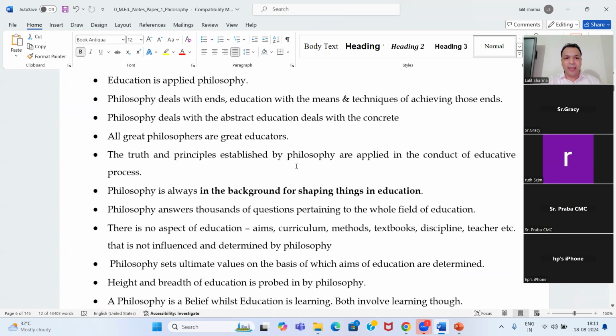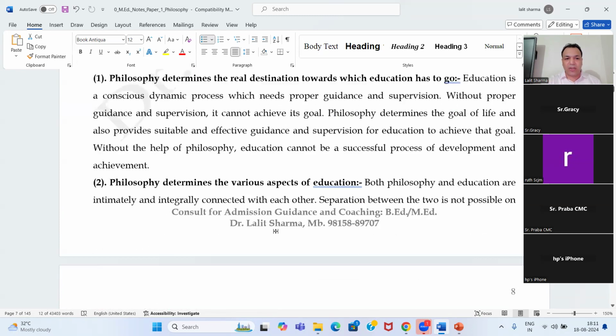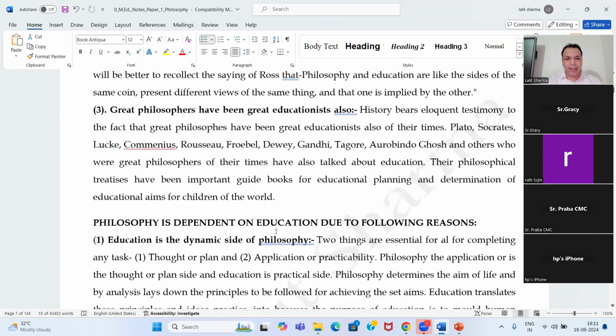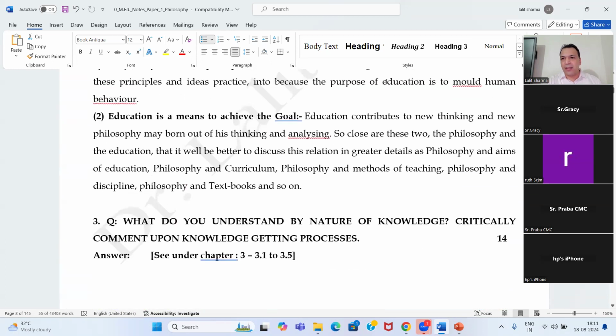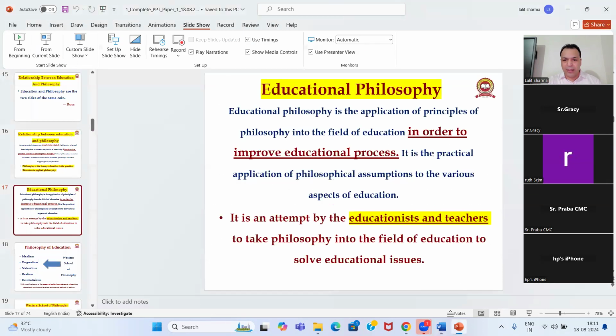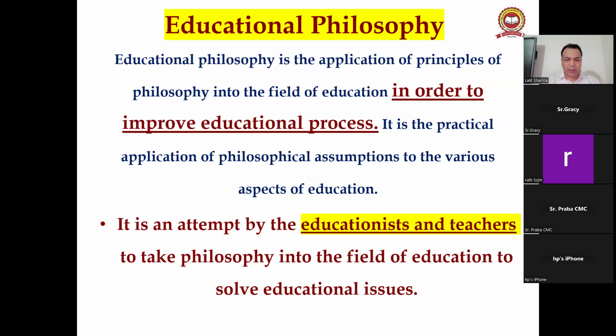ये देखो ये सारे, ये था needs of a philosophy, right? ये सारा का सारा, ठीक है guys? Then we move back to our slide, educational philosophy, okay?